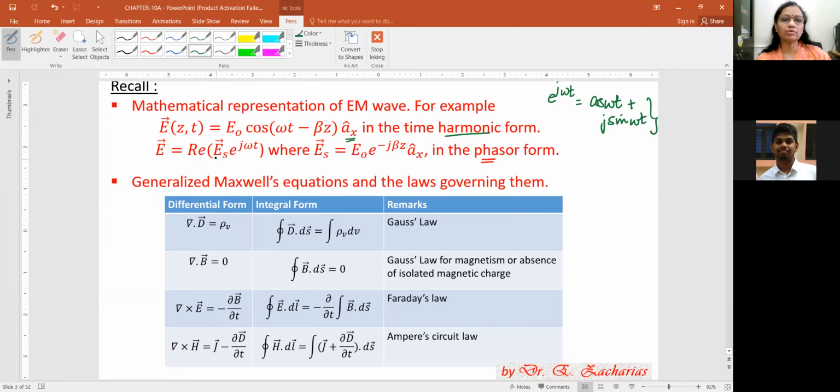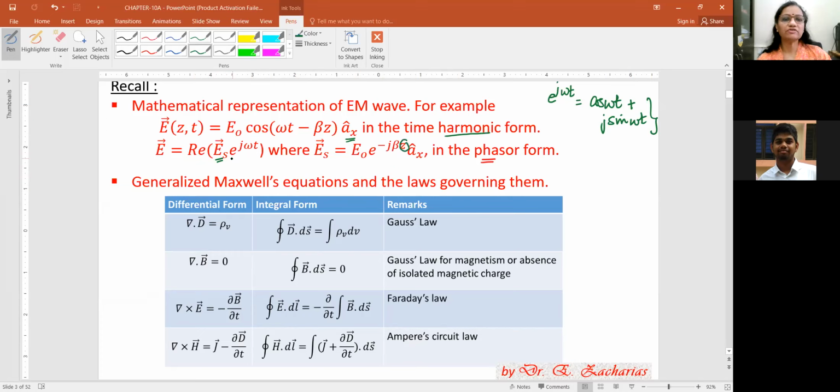Here, when we are talking about E_s, we are talking about the phasor part of the electric field, and the phasor part, I have mentioned, will be only a function of position. It will be only a function of position. Time is taken out separately. Time is taken out separately, and you can use my cursor.